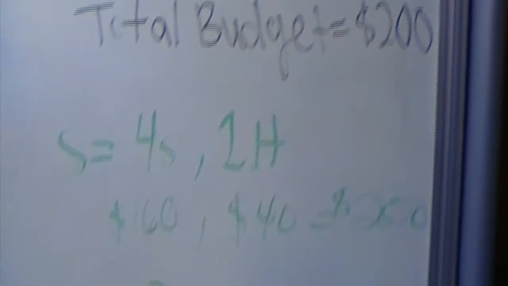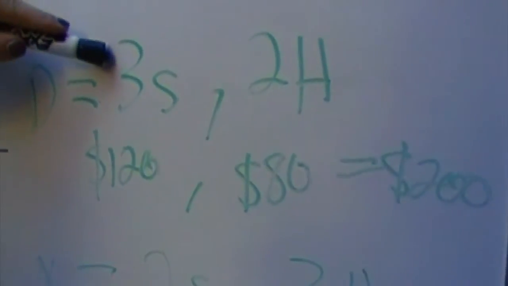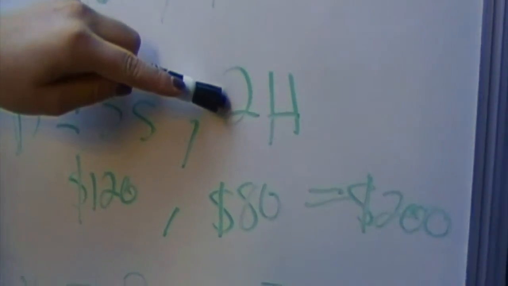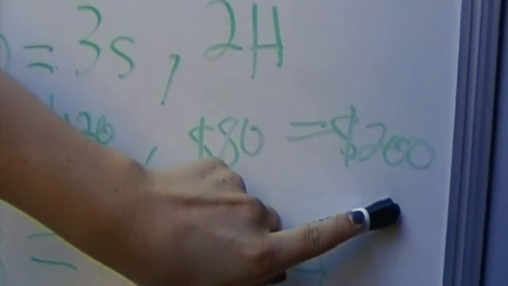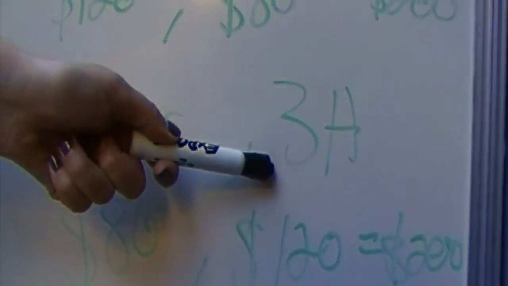At point D, if you were to have 3 days of skiing at a price of $40, you get $120. At 2 days of horseback riding times $40, you get $80, and this totals up to be $200, which is also our budget. And then at point X, you get 2 days of skiing, 2 times 40 is $80, and 3 days of horseback riding, 3 times 40 is $120, and when you add these up, you get the total budget of $200.